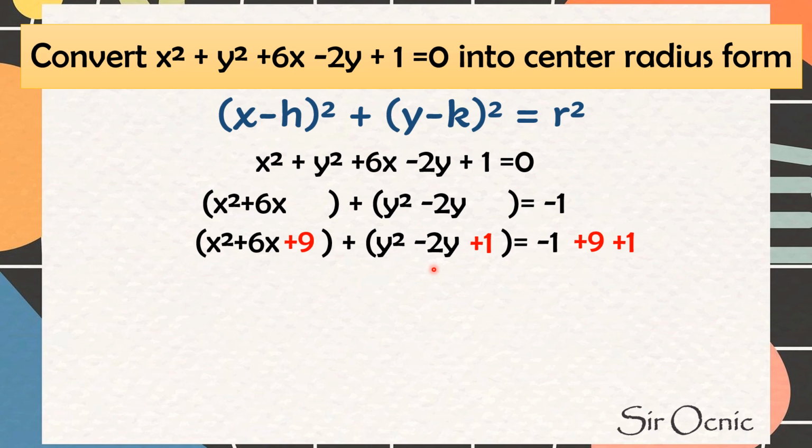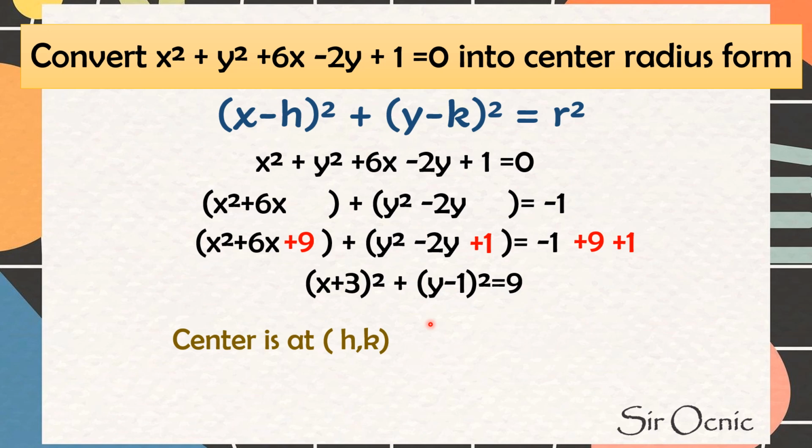Now let us express the trinomial into square of a binomial. So that is equal to (x + 3)² + (y - 1)² = 9. Therefore, this is the standard form of the equation. Now, using the standard form, let us identify the coordinates of the center of the circle. The center is at (h, k), so we need to identify the values of h and k based on the standard form. The center is at (-3, 1).